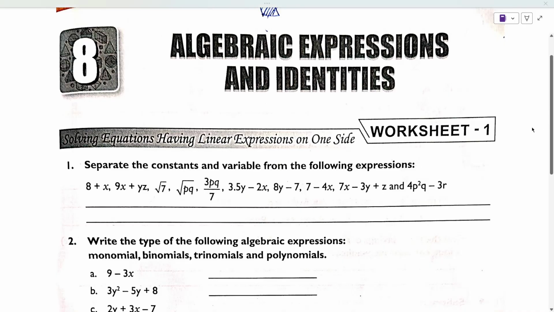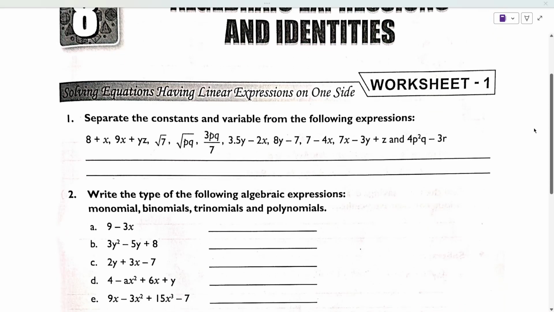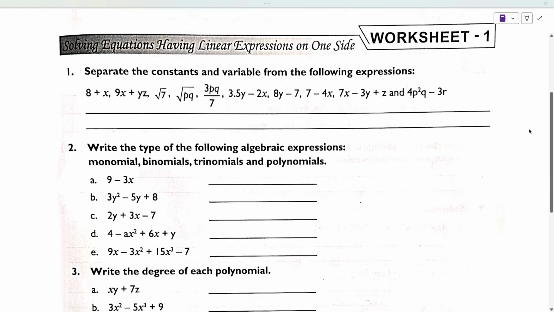Hello everyone, this video is on the topic algebraic expression and identities, which we have started, and we are going to see some good questions with the help of our workbook, where today we are going to start with worksheet 1, question number 1. Question number 1 says that separate the constant and variable from the following expressions.